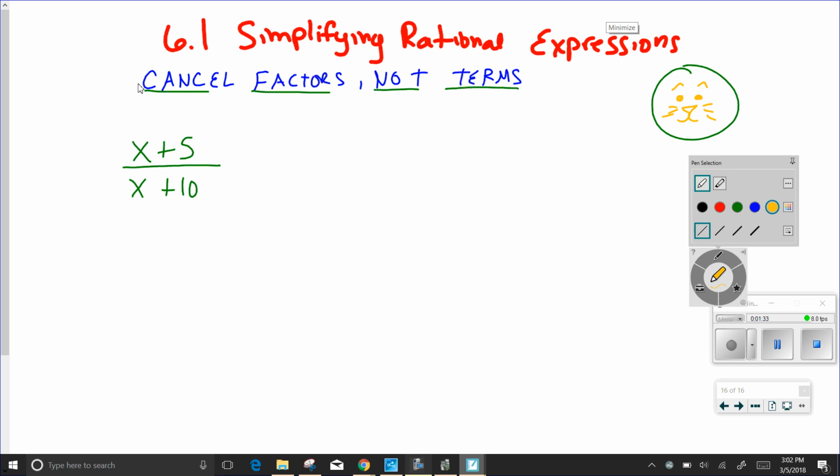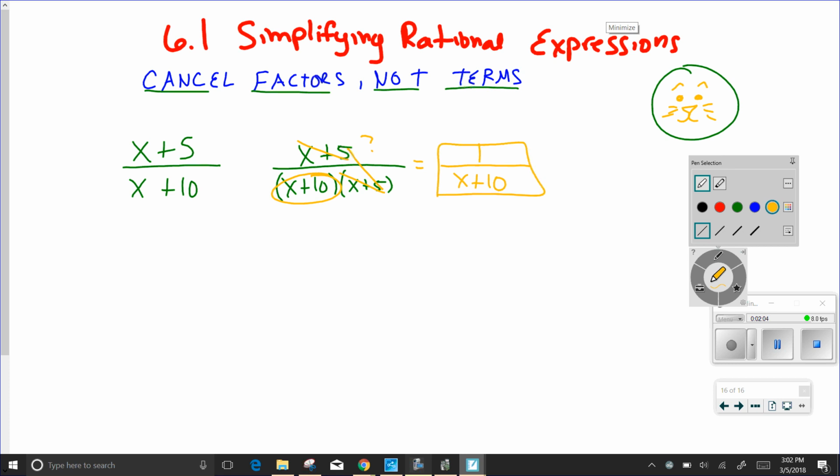If you have something like x plus 5 over x plus 10 as a factor, and we have another factor of x plus 5, then this entire expression of x plus 5 would cancel with this entire expression of x plus 5, leaving you with x plus 10 in the denominator, and what's left in the numerator is just 1, because x plus 5 over x plus 5 equals 1. So that would be your answer.